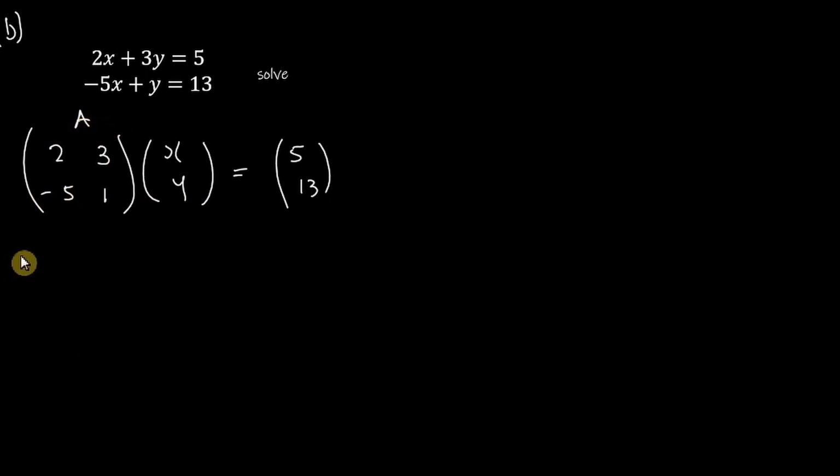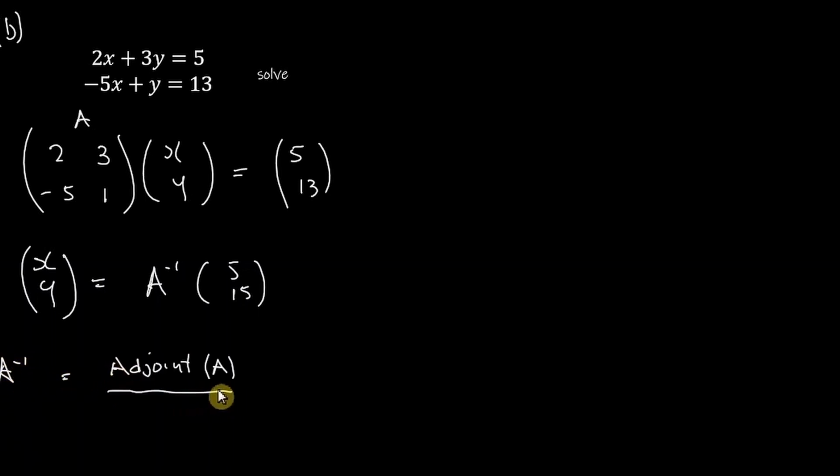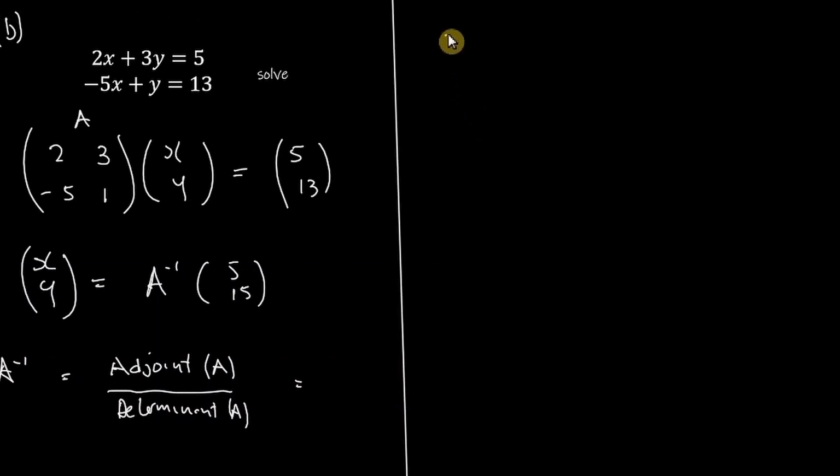So let's find the inverse of matrix A. First, let's establish the equation. So x, y is equal to the inverse of A times 5, 15. So let us find the inverse of A. So A to the minus 1 is equal to the adjoint of A over the determinant of A, where adjoint of A is abbreviated as ADJ. Let's just make some space across here.